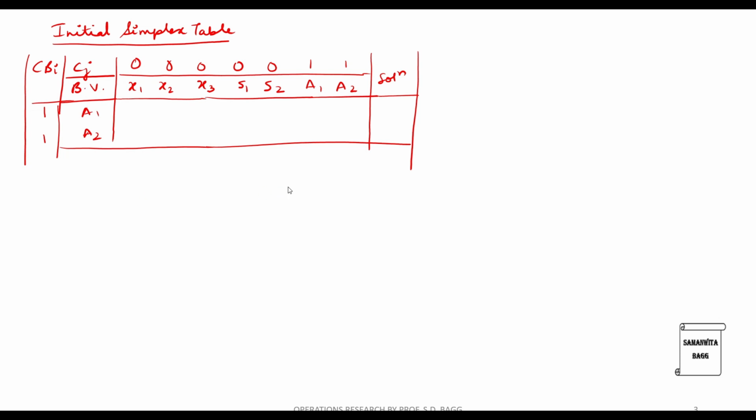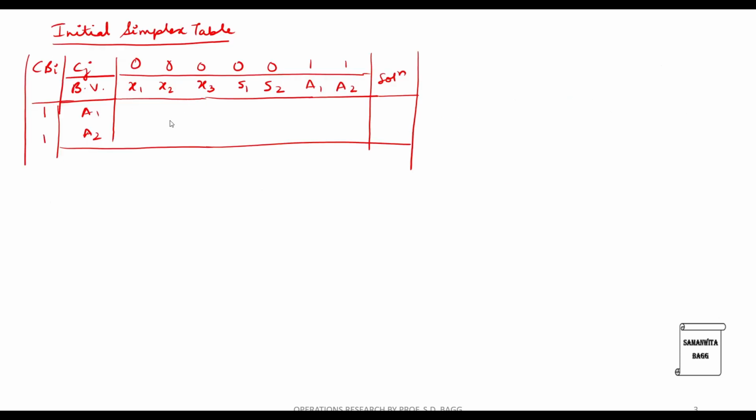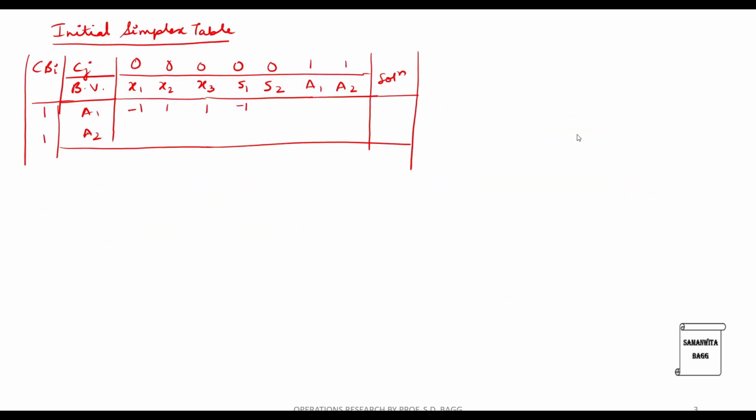Now again, for filling up this table, you need to refer to this equation and its coefficient. So it is minus 1, 1, 1. So I'll write down minus 1, 1, 1. S1 exists over here as minus 1. If you refer to this equation, minus 1, A1 is 1. S2 and A2 is not present.